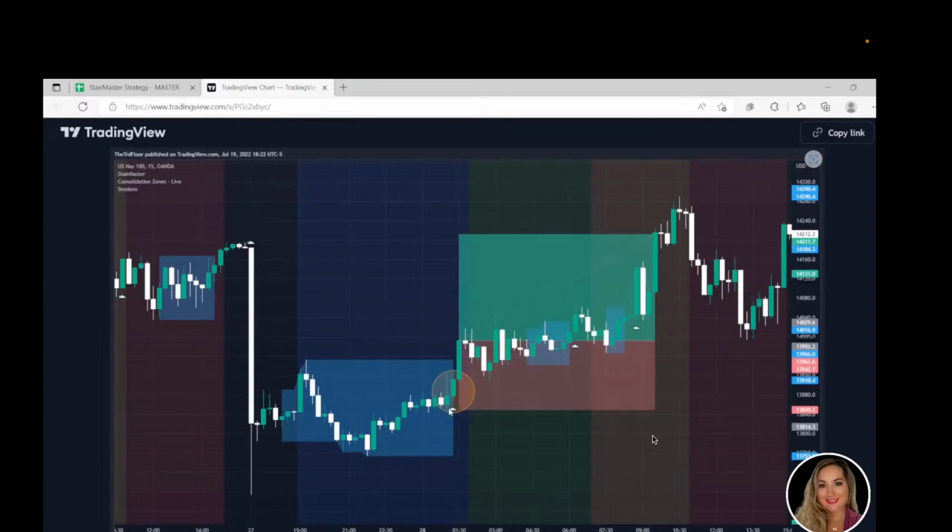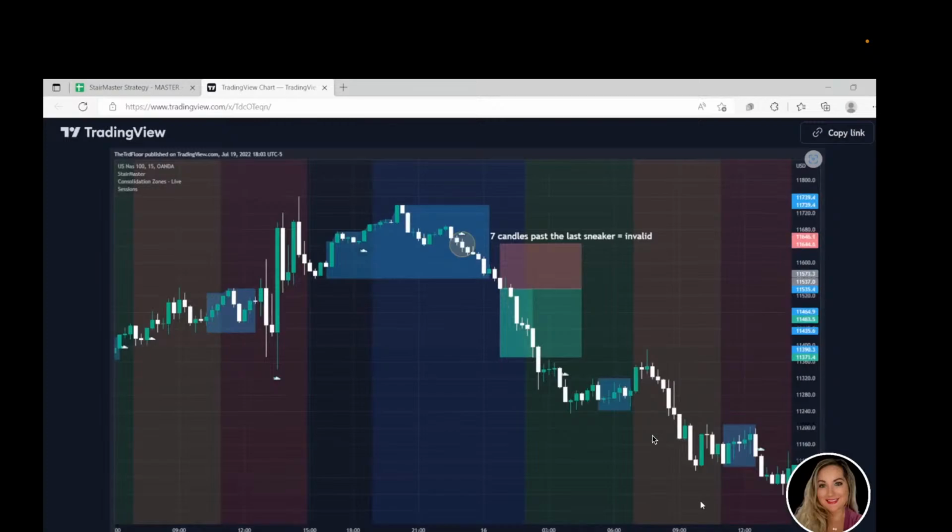Again, we have our sneaker that prints, our blue box that we are working within, our consolidation zone. The sneaker prints at the close of this candle, it does not break out of the box. However, 1 candle later, it does break out of the box. This does meet the criteria. It follows the 1 candle rule. So this would be a valid entry.